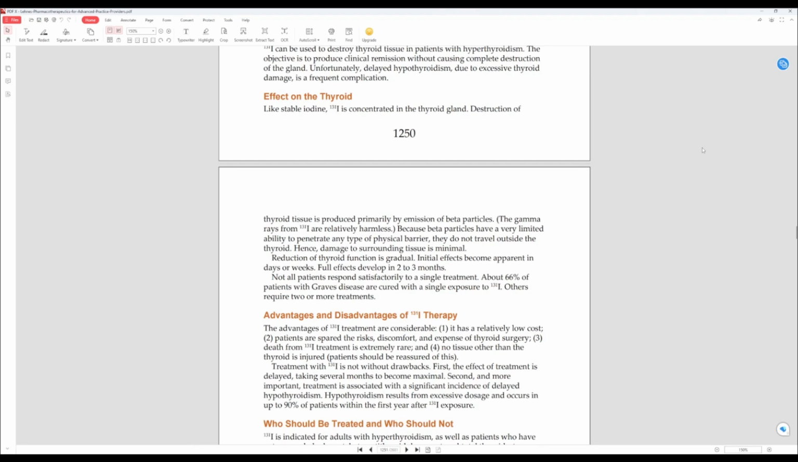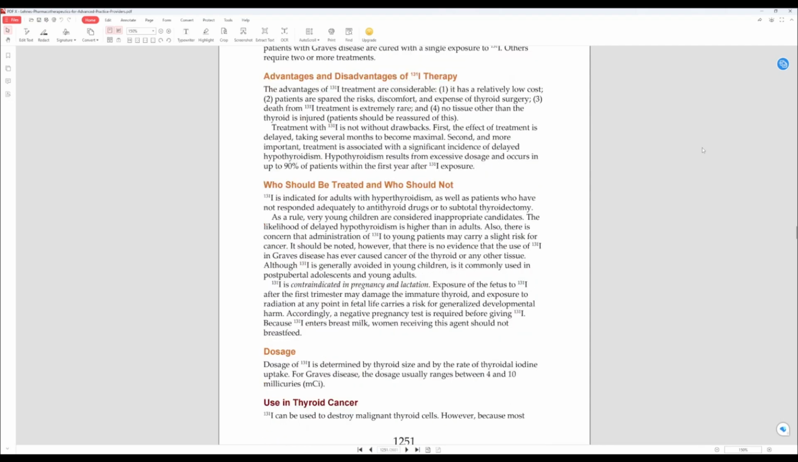The reduction of the thyroid function also is gradual. Initial effects become apparent in a couple days to several weeks. Full development, however, does not show until 2 to 3 months. Not all patients respond satisfactorily to a single treatment. About 66% of patients with Graves' disease are cured with a single exposure to iodine-131. Others, however, require 2 or more treatments.